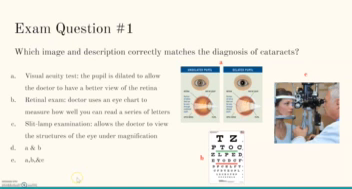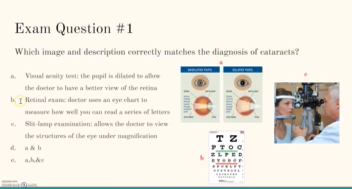Now we're going to go over some exam questions. In the first question, it asks, which image and description correctly matches the diagnosis of cataracts? In A, the term is visual acuity test, and the description is the pupil is dilated to allow the doctor to have a better view of the retina. This does not match because, like stated earlier in the PowerPoint, a visual acuity test uses an eye chart to measure how well you can read a series of letters. If you look over to the picture of A, this also does not match. This is depicting a retinal exam, not a visual acuity test, so this makes A incorrect.